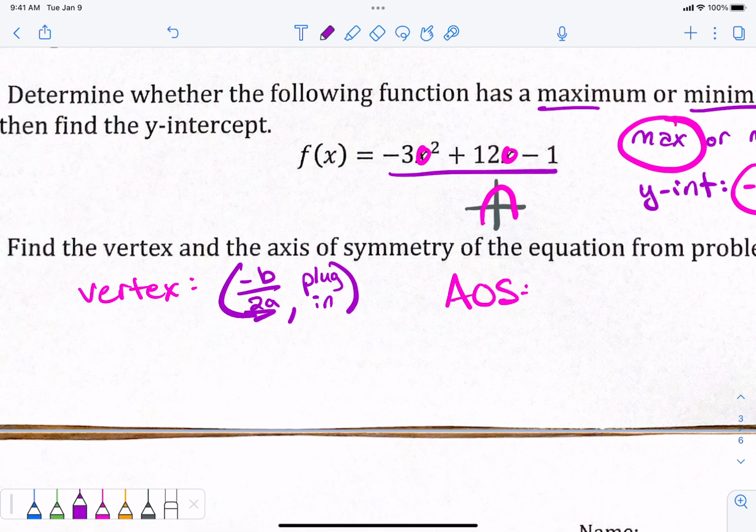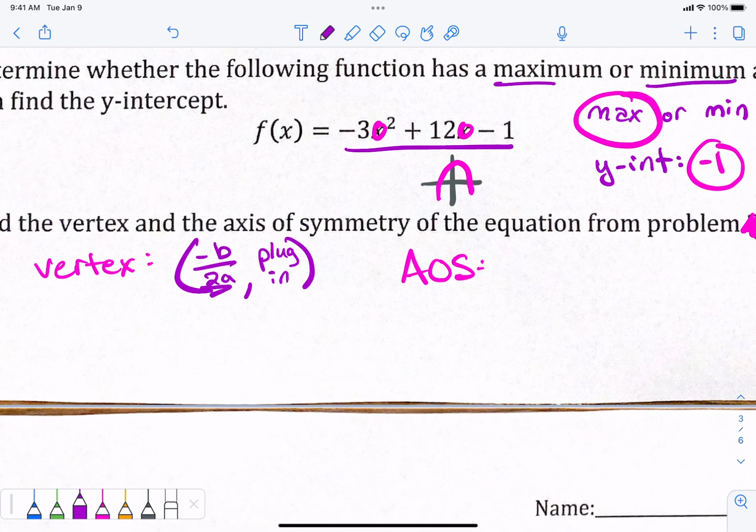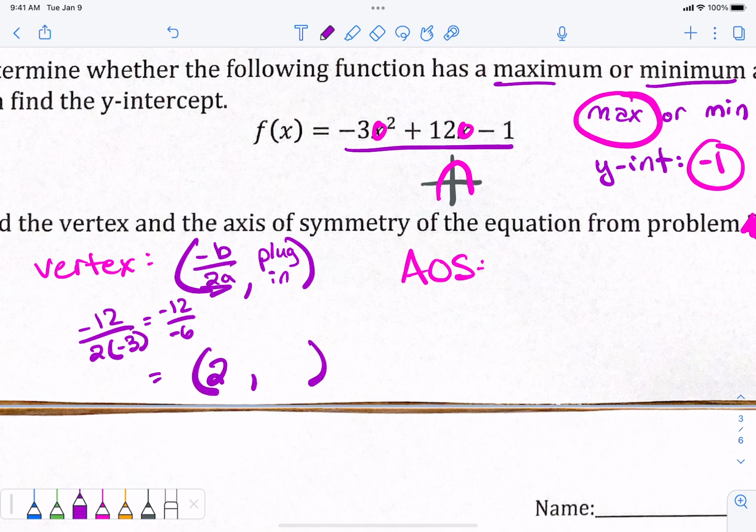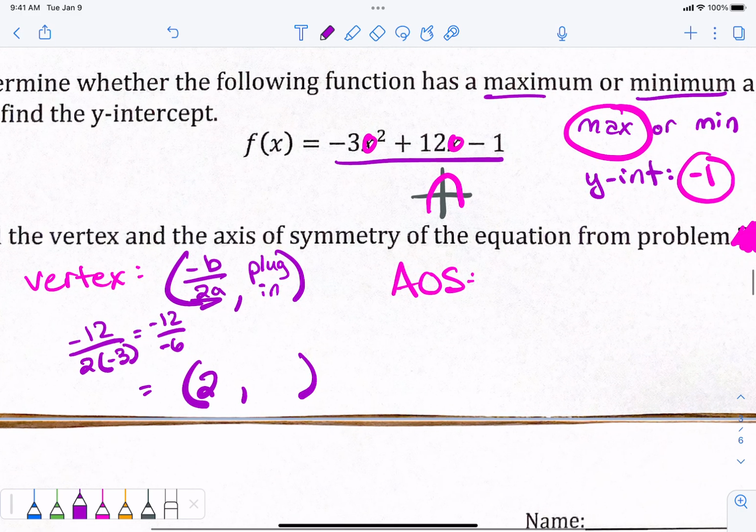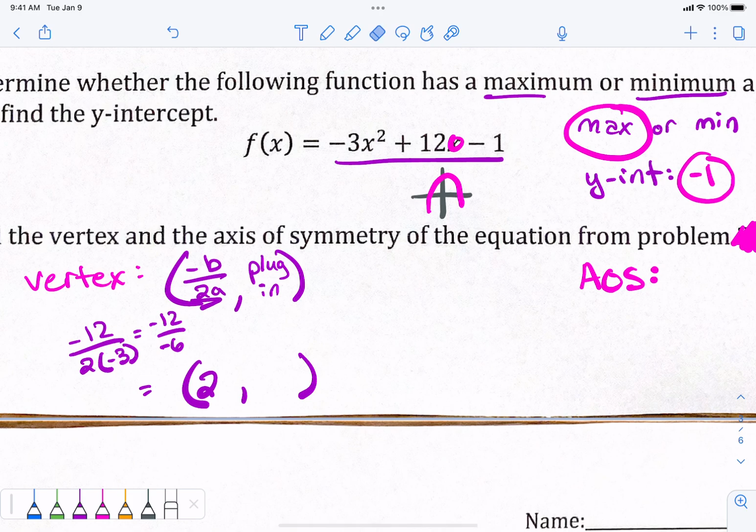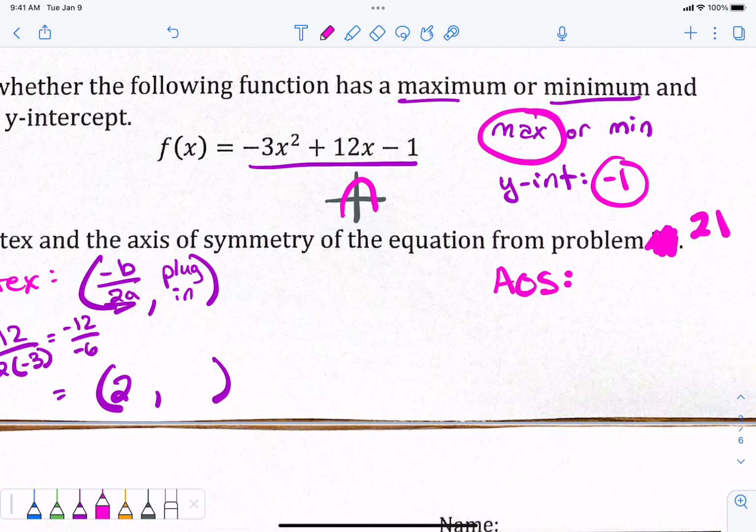All right, so negative b. What will negative b be? -12. -12 over 2 times a, and a is 3. So that's -12 over -6. So 2. So 2 comma something, right? Okay, and I have to plug it in to find that something. I'm gonna move my AOS over. Okay, AOS. So plug it in for x, yep. To figure out what the y coordinate is, I plug the x in, okay?